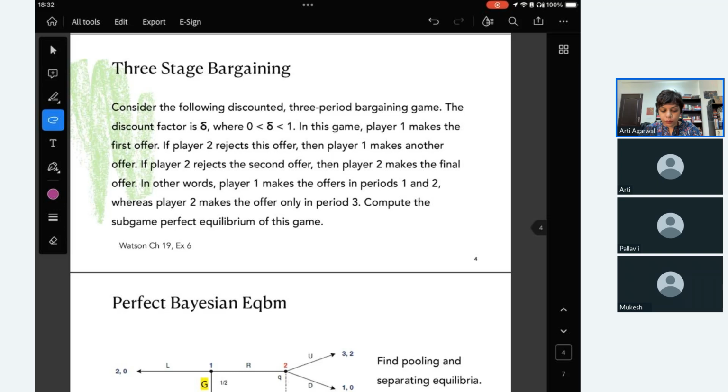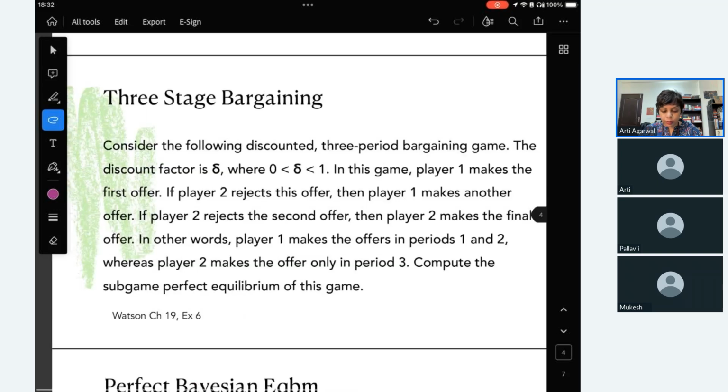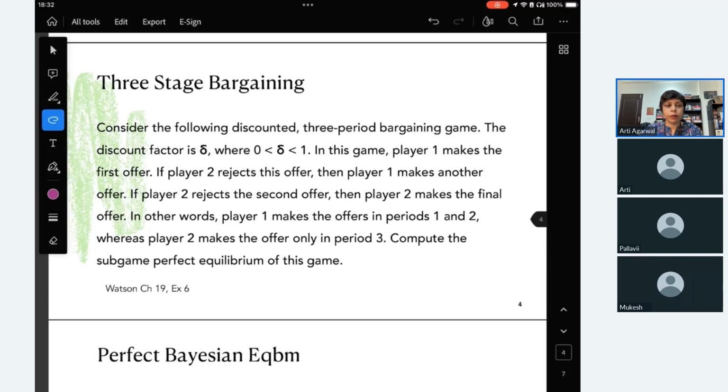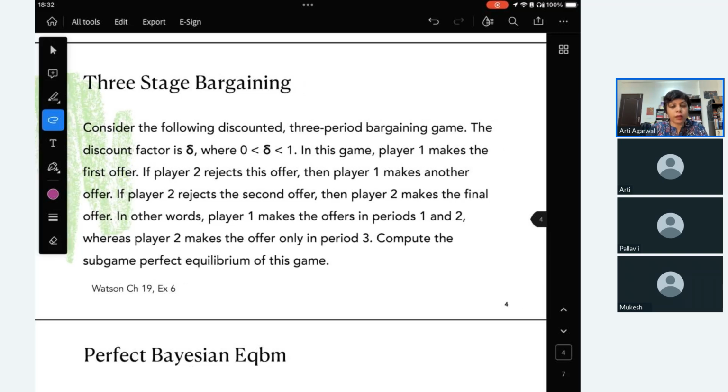Okay, so I'll move to the next question, and I think we discussed a similar kind of question in the previous review class also, and of course there is a lecture on this also. So this is a question which is a simpler version of what you have in the lecture.